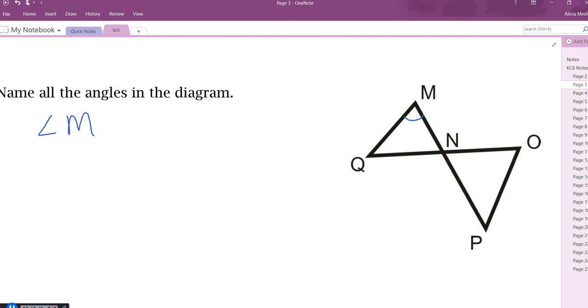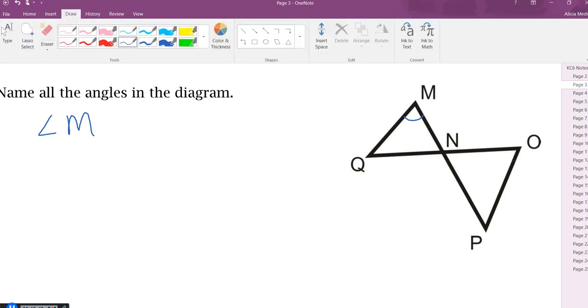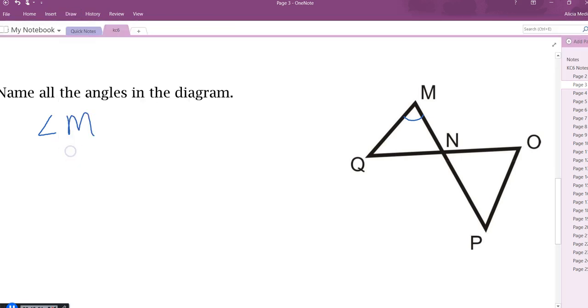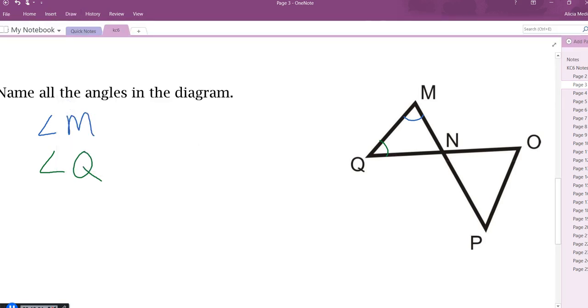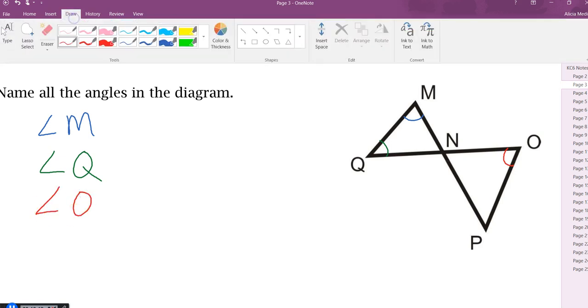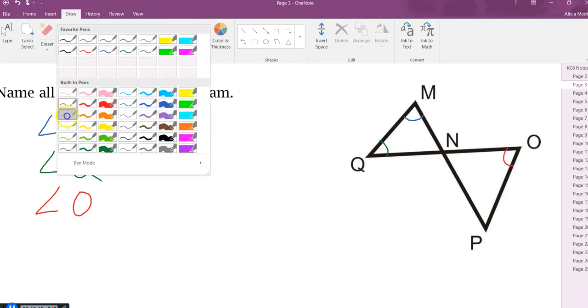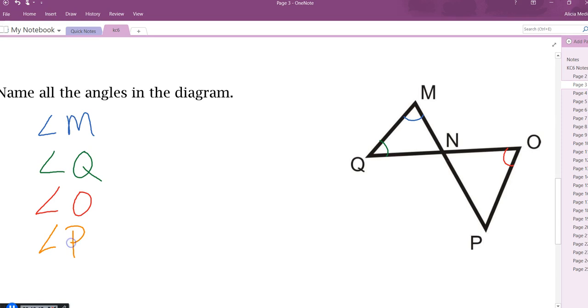All right, I can kind of do that with all the other corners that I see, because angle Q also is only between two lines, right? So this is going to be angle Q. Other corner here, angle O, again, only between two lines, so I can just go ahead and label that angle O. And the last one here, that last corner would be what? Angle P, right? That's the angle right here, and those are in between two lines. However, I still have a couple more angles.